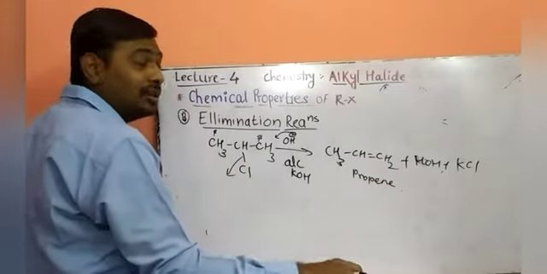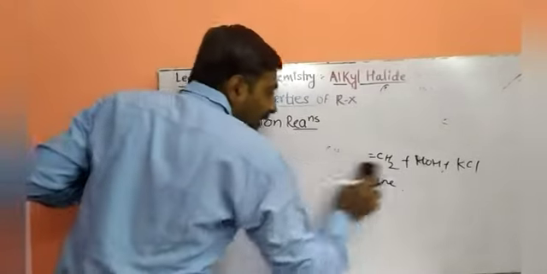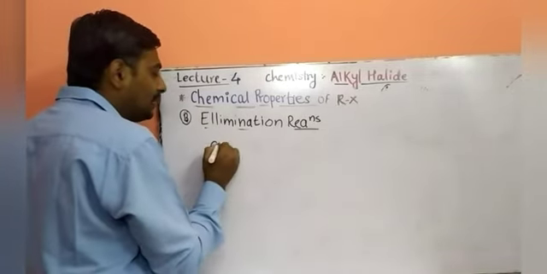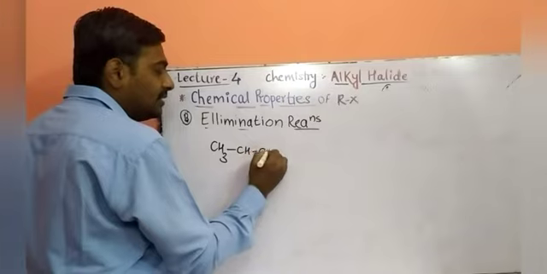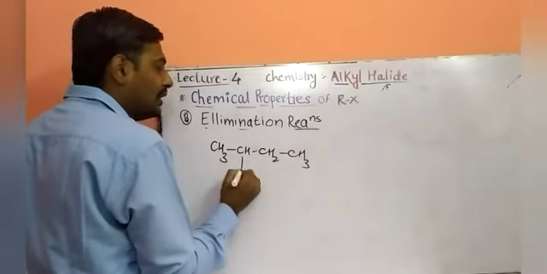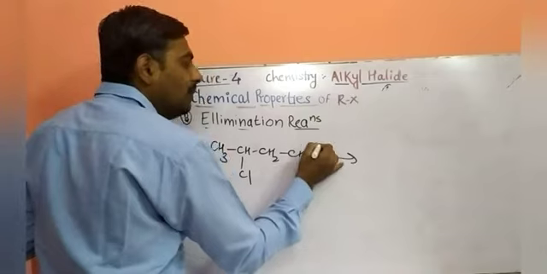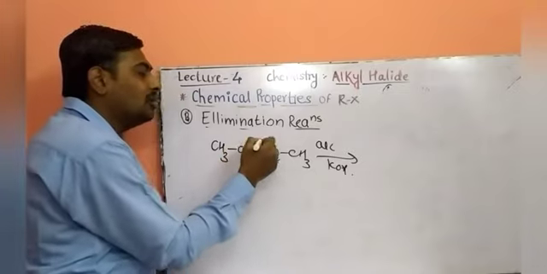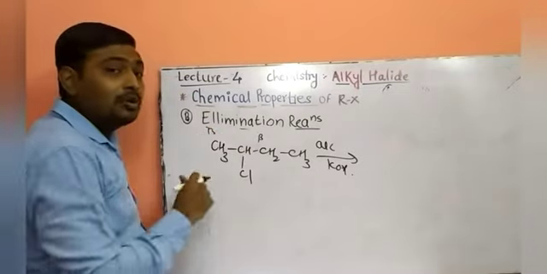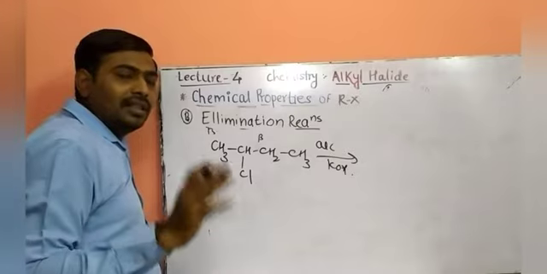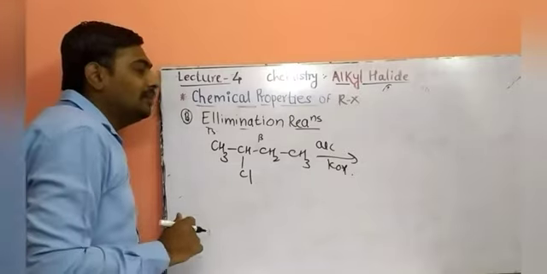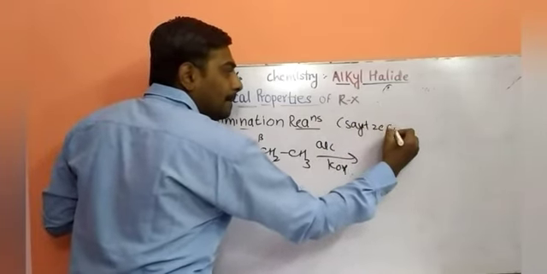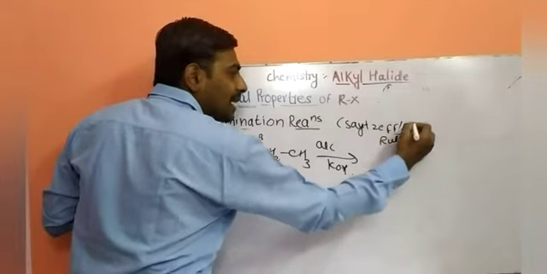But what happens when the molecule is unsymmetrical? When elimination is carried out in an unsymmetrical alkyl halide, CH3 CHCl CH2 CH3, which is called 2-chlorobutane, treated with alcoholic KOH or NaOH, elimination may be carried out to this side or to this side because it contains two types of beta hydrogen. When the molecule has two types of beta hydrogen, the elimination occurs by Saytzeff's rule.